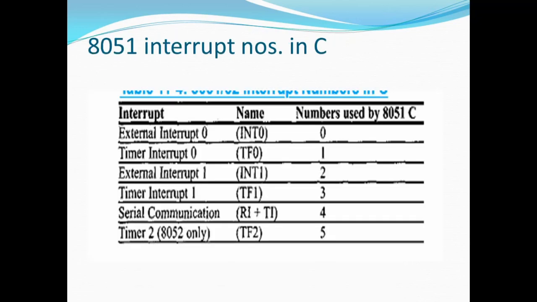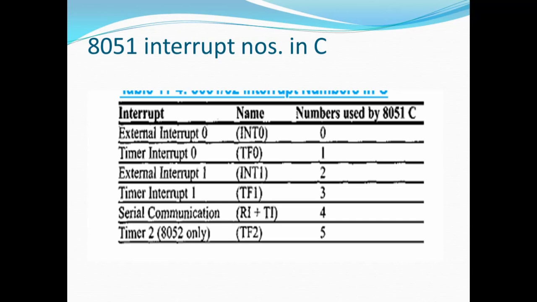Now in case of embedded C, you have to remember these interrupt numbers. These are very important, because whenever you are going to write the interrupt service routine, the interrupt number is mandatory. Unless you give the interrupt number, the controller won't understand how to transfer the control to the vector routine.